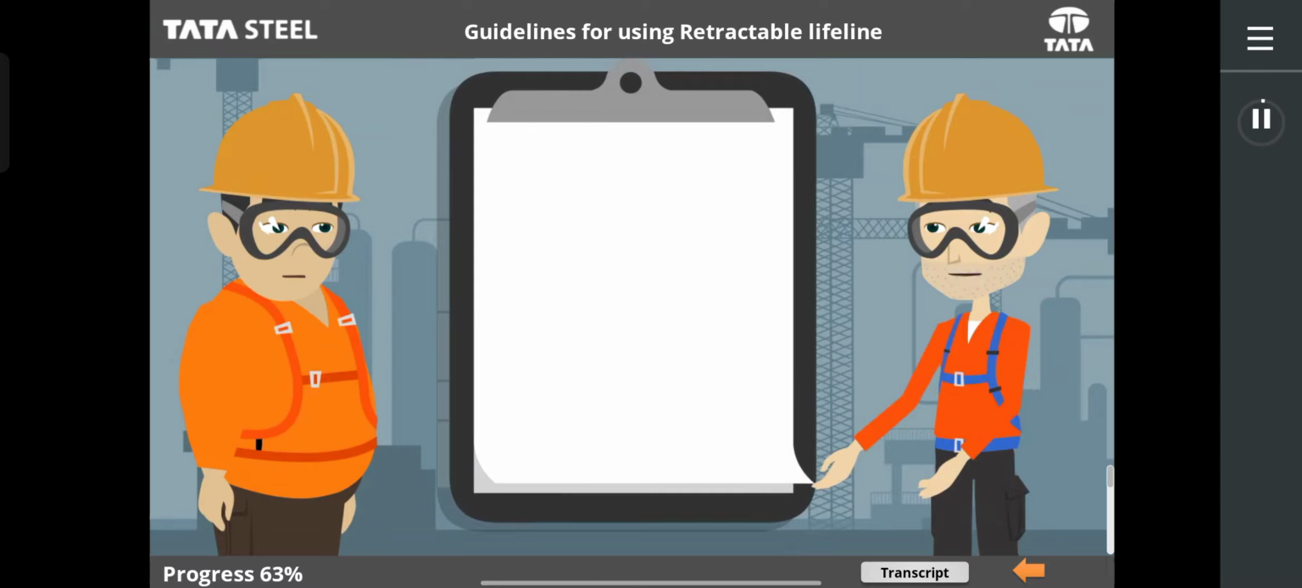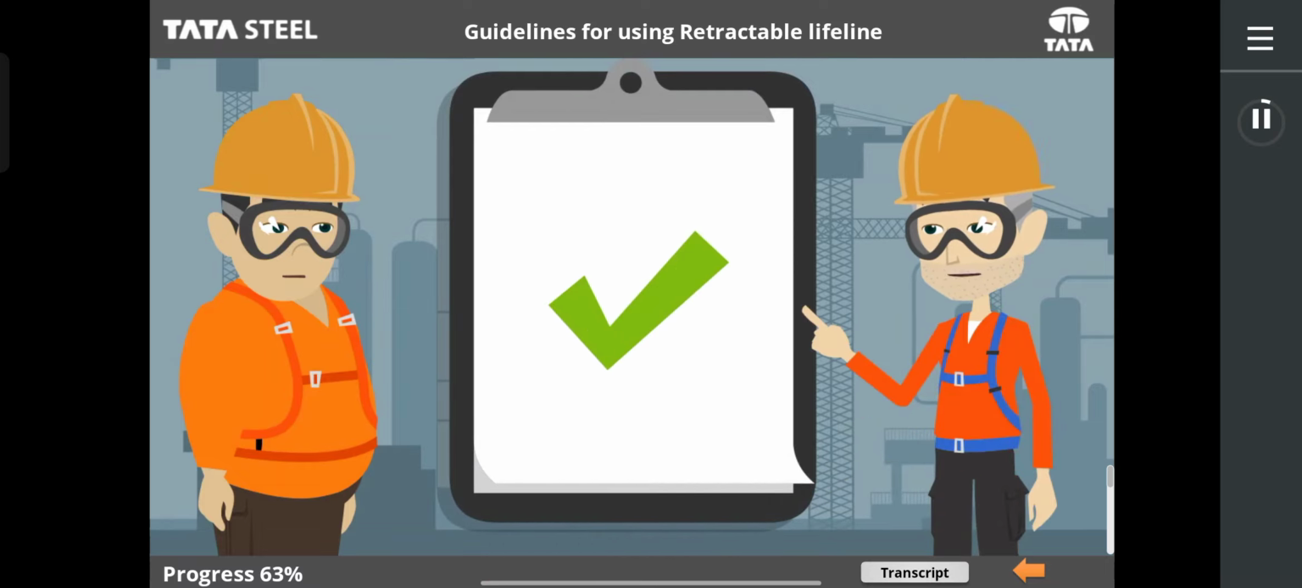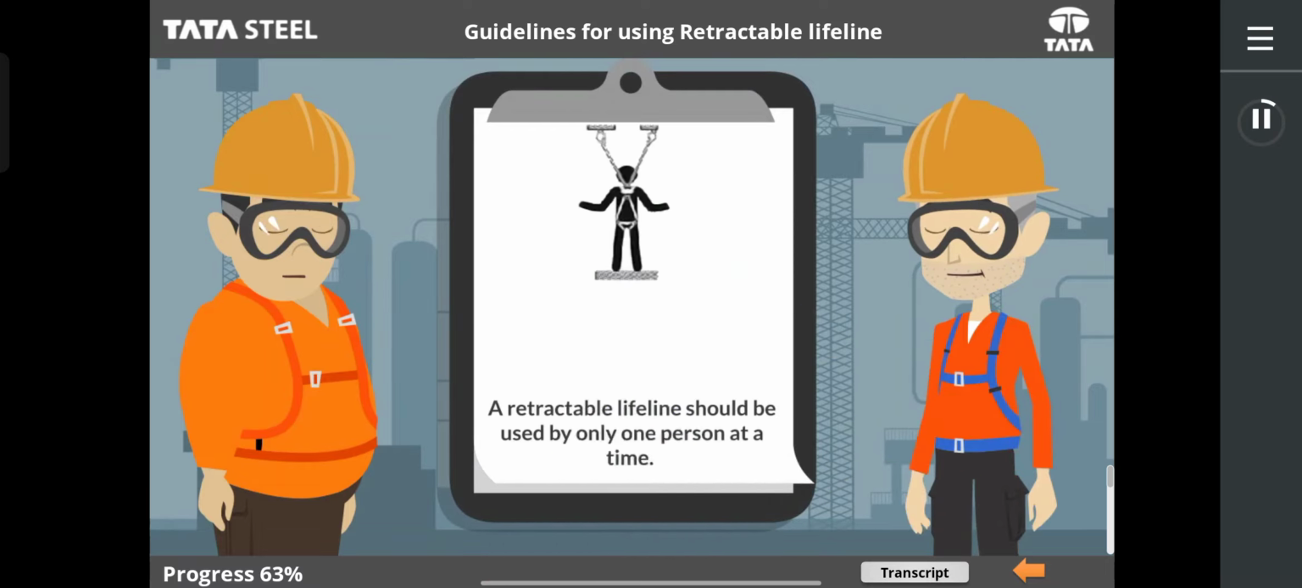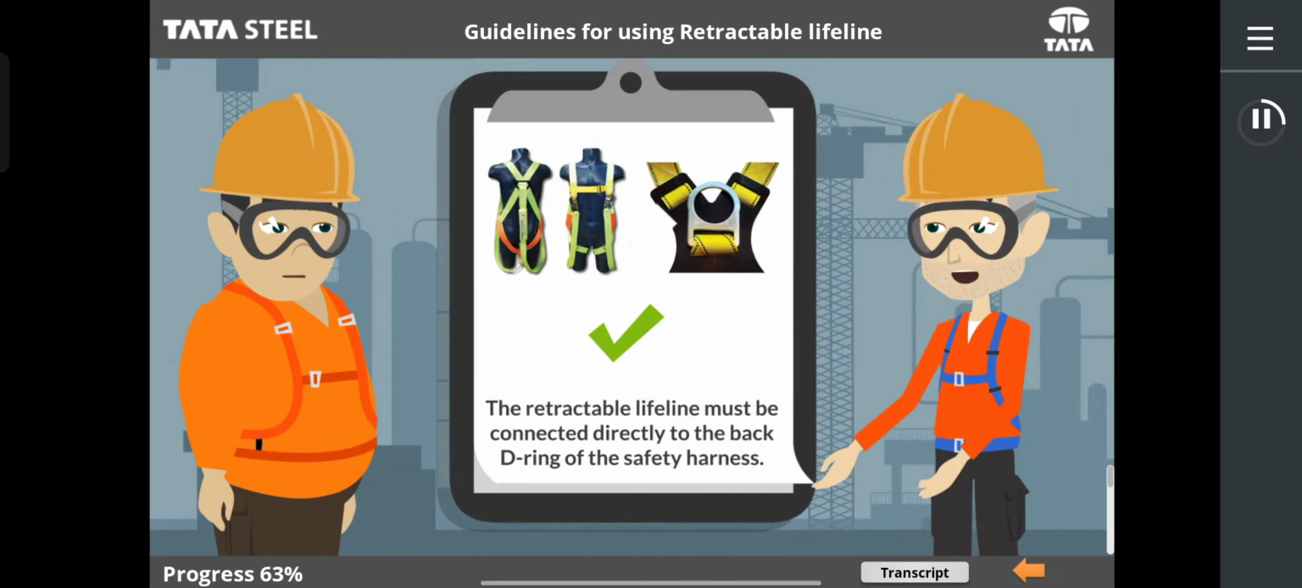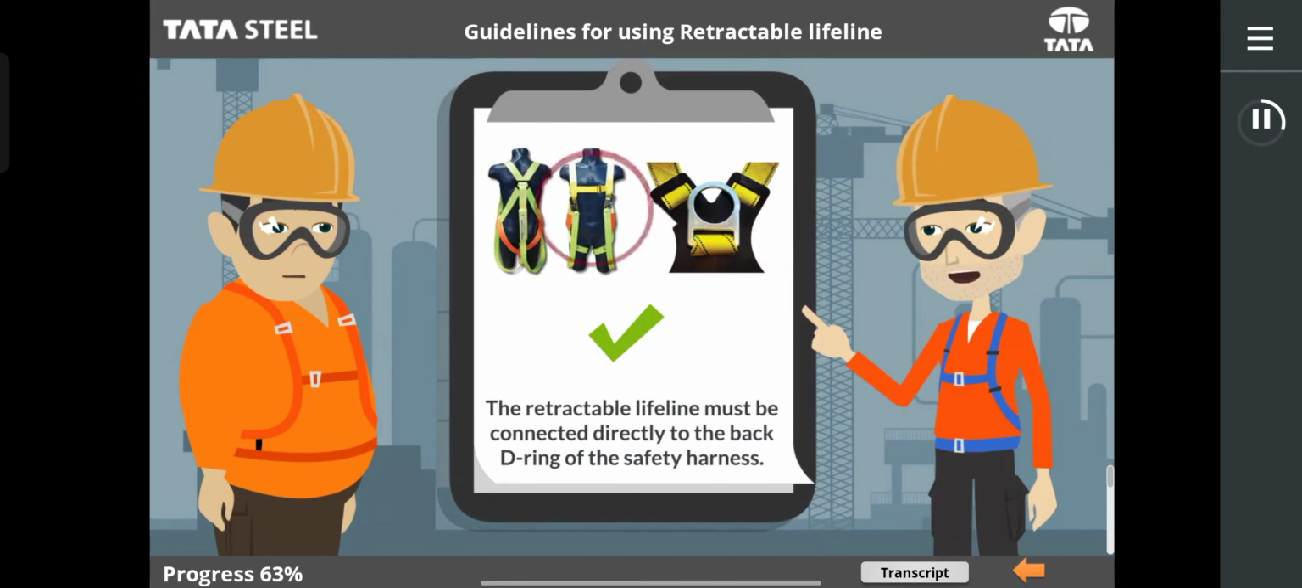First, let us look at the correct way of using them. A retraceable lifeline should be used by only one person at a time. The retraceable lifeline must be connected directly to the back D-ring of the safety harness.